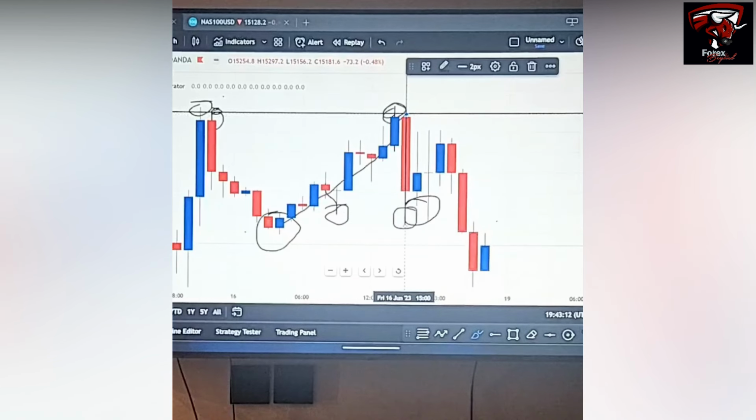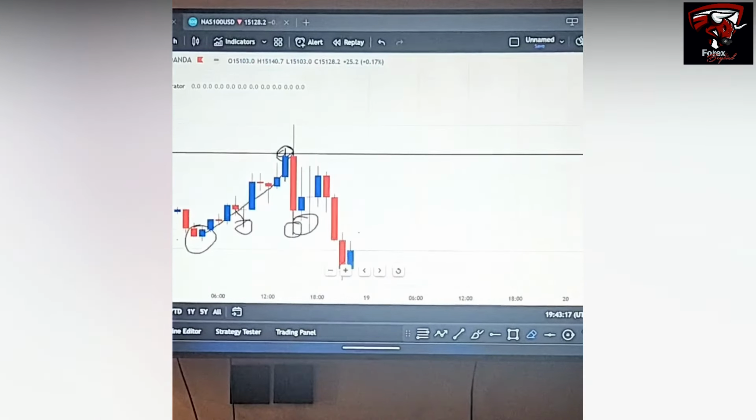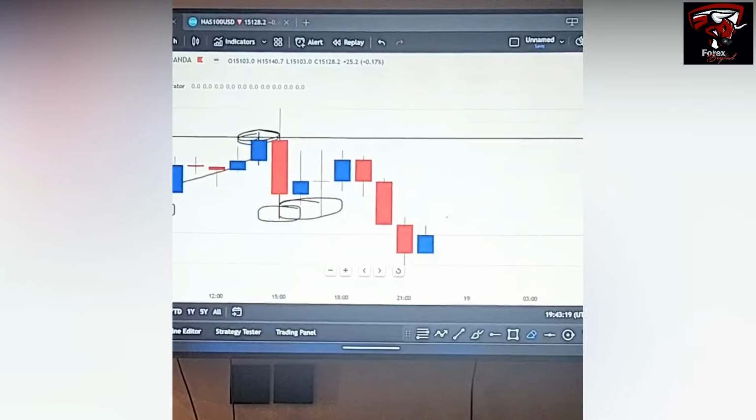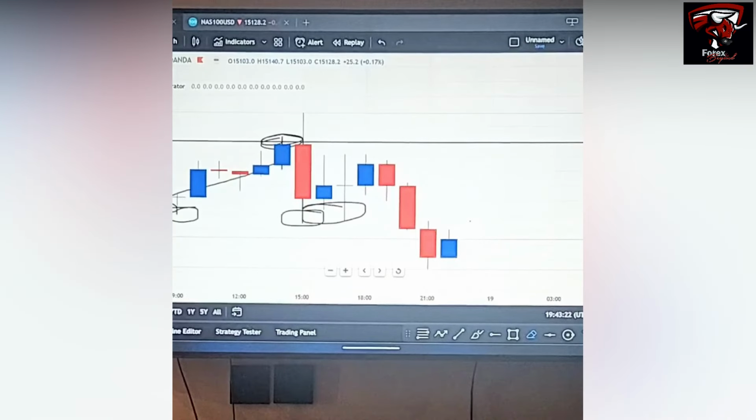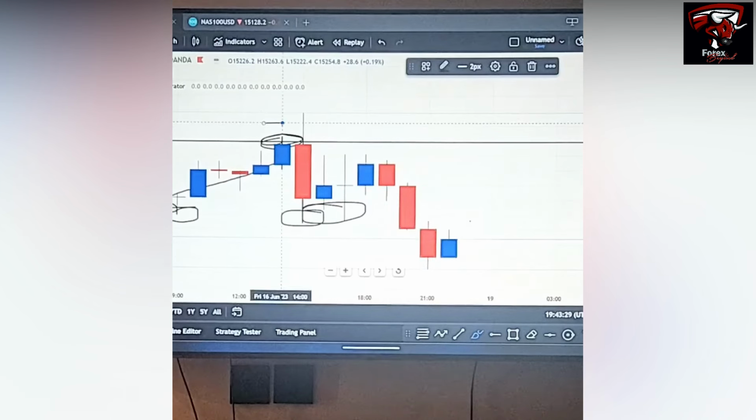What does it do? It then wicks. If we look carefully over here, you can see that massive wick over there to make sure that anybody who was trying to sell over here, had they stopped maybe over there or over there or over here, was taken out. This is telling you that the trend is about to change, right? The trend is about to change because they've taken everything they needed to take.